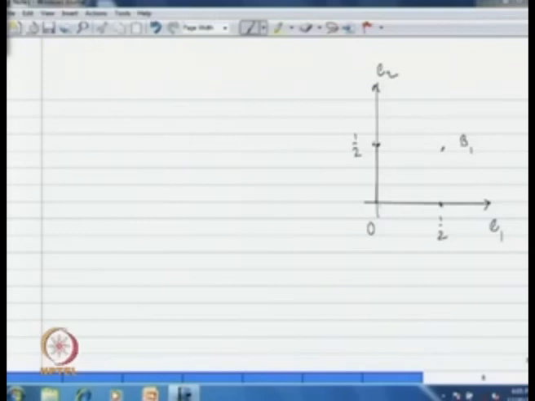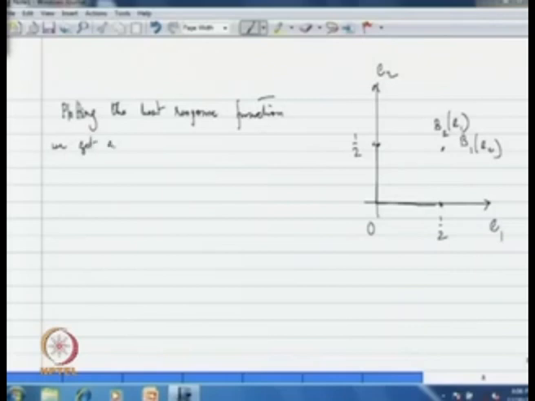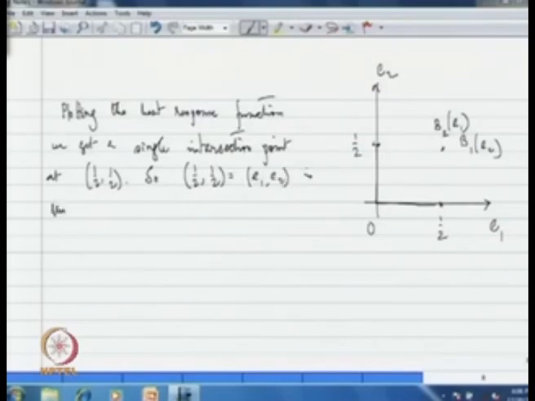We have seen that if E1 is less than half, then there is no best response for firm 2, but if E1 is equal to half, this is one possibility that E2 becomes 0 or E2 becomes half. So, this is B2, B1 as a function of E2 and B2 as a function of E1. Therefore, plotting the best responses, this is the Nash equilibrium. This is the unique Nash equilibrium.